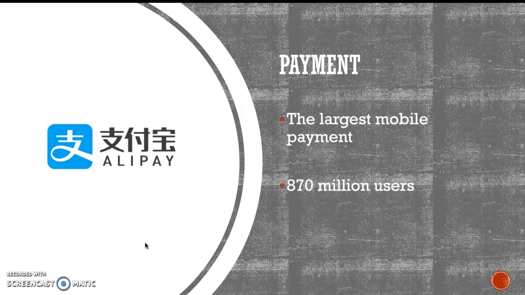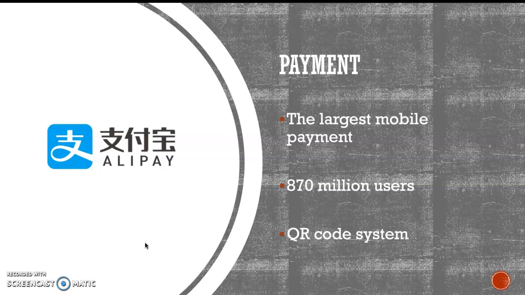Alipay, the payment of China. Alipay has become the largest mobile payment platform in the world. Honestly, it has already taken over PayPal. Right now it has 870 million users. Everyone in China has Alipay.